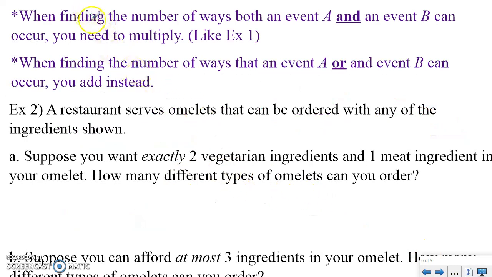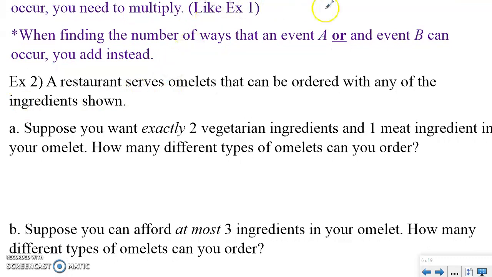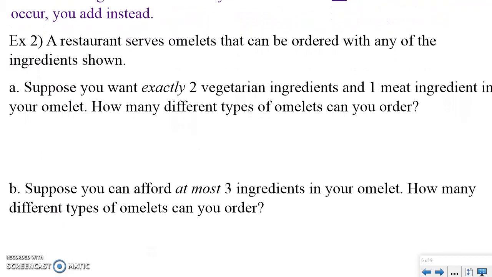So when we're finding the number of ways that an event can happen, you need to multiply them. When you find the number of ways that you have an or event, so the first one we had an and, now if we have an or, we would add them instead.